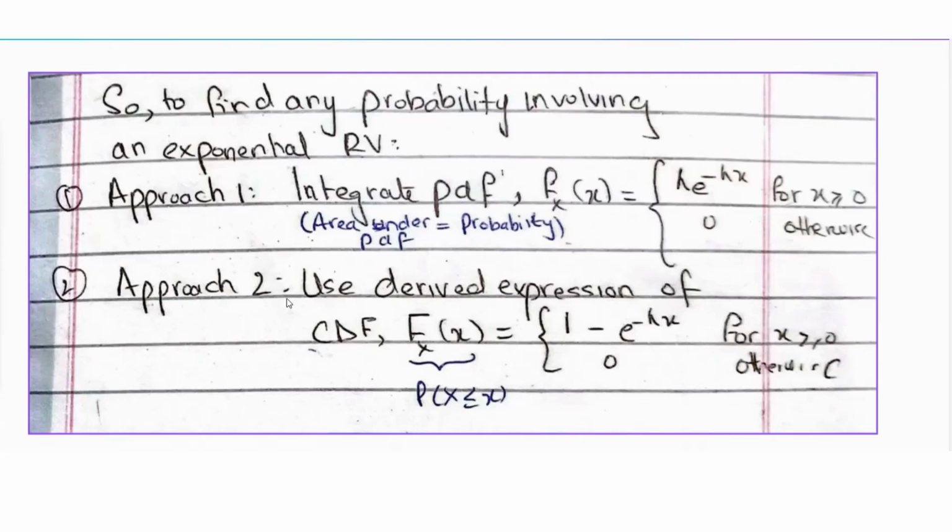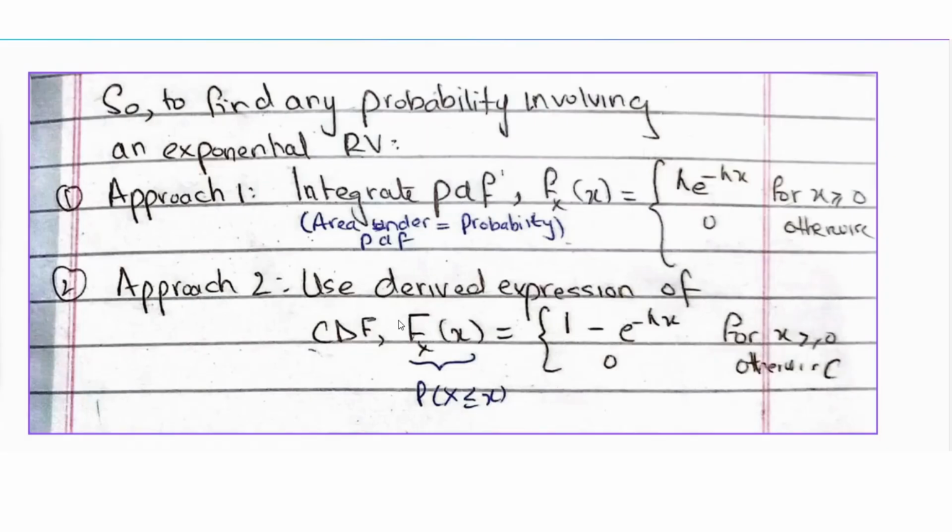The second approach is to use the derived closed form expression of the CDF. We found the CDF is F_X(x) equal to 1 minus e to the minus lambda x, where x is greater than or equal to 0, and 0 otherwise. We can use this expression because we know this gives us the probability X is less than or equal to x. So that's just the definition we see here.